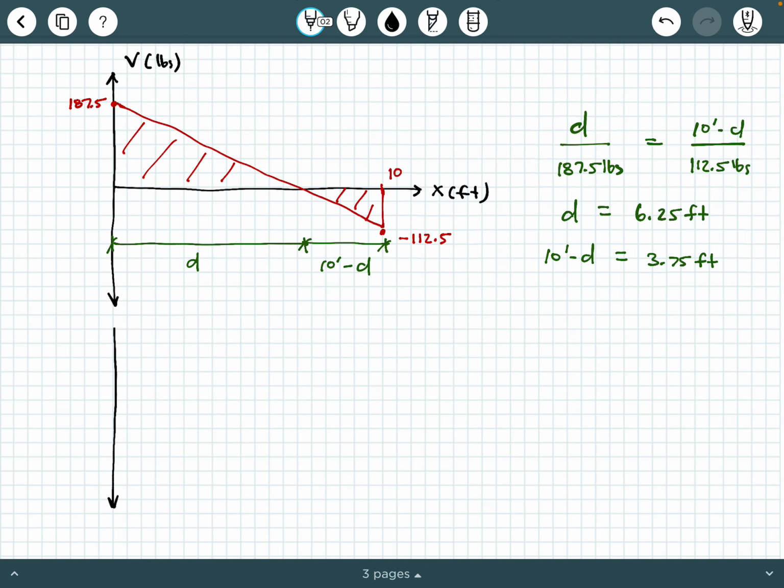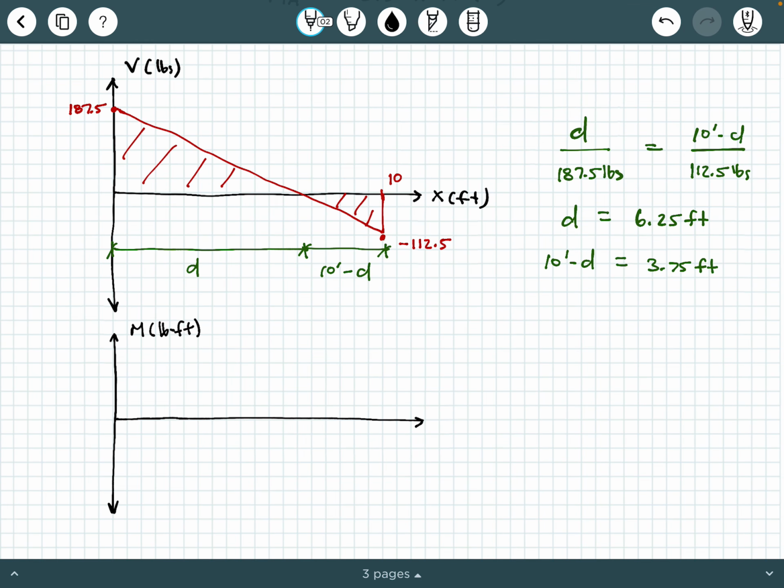Now that we know these two distances, we can easily draw the moment diagram. And you need to remember from your knowledge of statics, the moment diagram is generated by finding the area beneath the shear diagram. So more specifically, the change in moment comes from the area under the shear diagram. So at the fixed connection at A, we had that moment reaction, and that was going counterclockwise. So that's going to push us down to a negative 375 pound-feet.